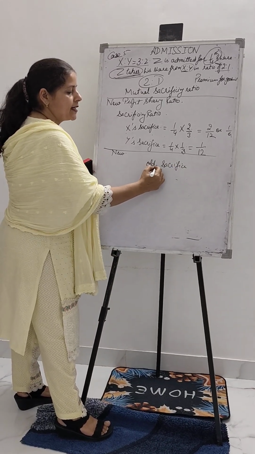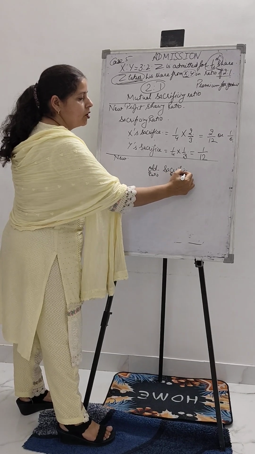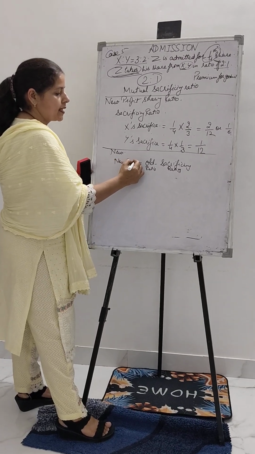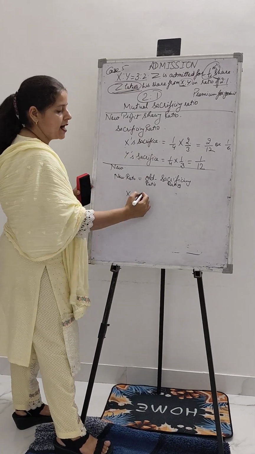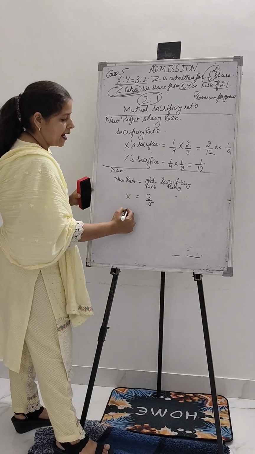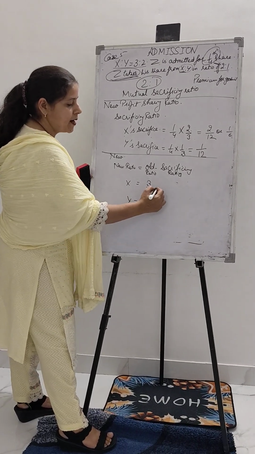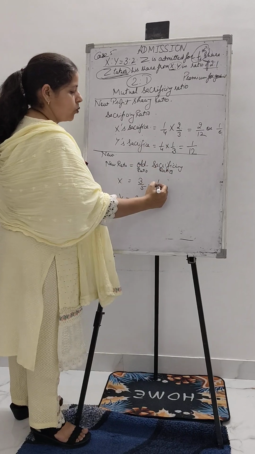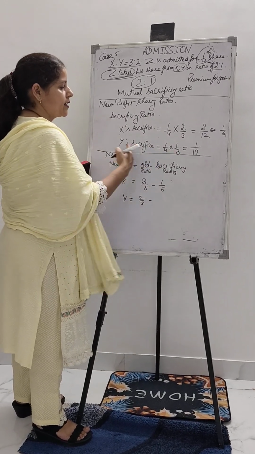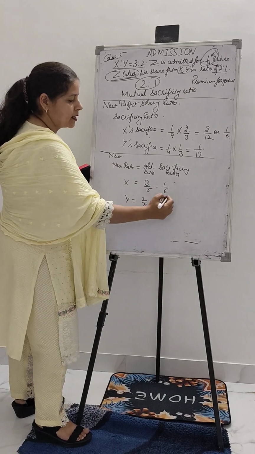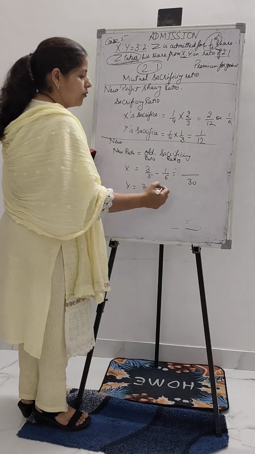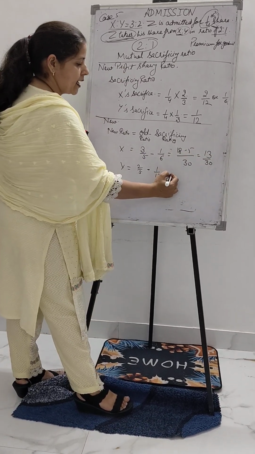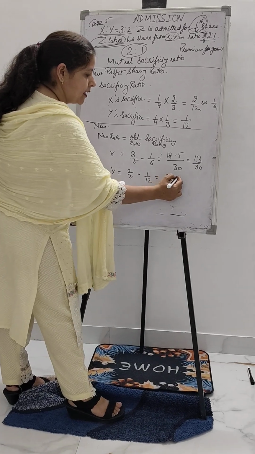So to calculate the new profit sharing ratio, we need to deduct the sacrifice from the old ratio. Old ratio minus sacrificing ratio will give you your new ratio here. So in this case, X's old share was 3/5 and Y's old share was 2/5. The sacrifice done by X is 1/6, and the sacrifice done by Y is 1/12. Taking LCM over here, we got the value that is 13/30.